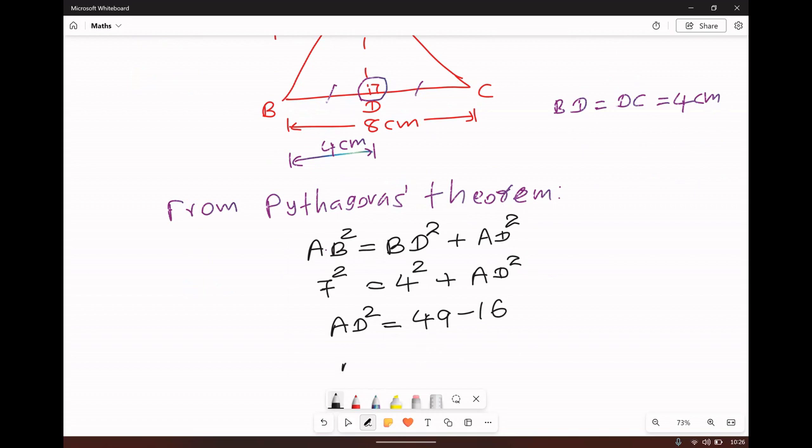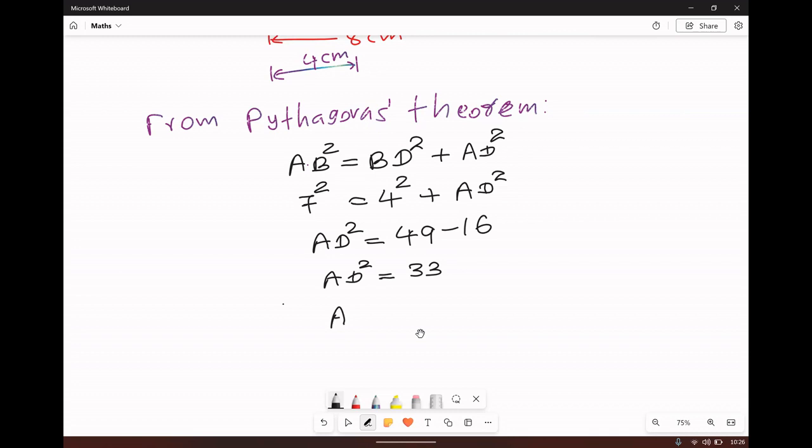So AD squared is equal to 49 take away 16, which is 33, if I'm correct. Therefore we can say AD is equal to the square root of 33. Roughly, we can say AD is equal to 5.74 centimeters to 3 significant figures or to 2 decimal places. Hope it is clear. So we have applied the Pythagoras theorem to an isosceles triangle to determine one of the lengths that we don't know.